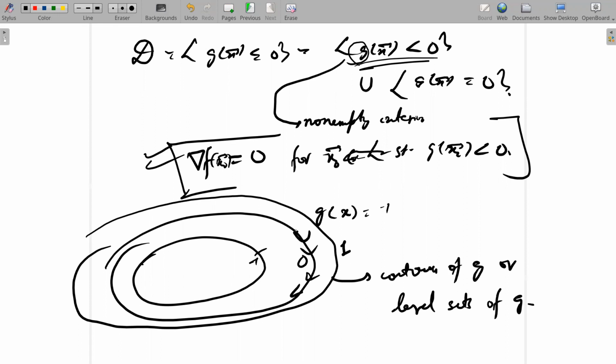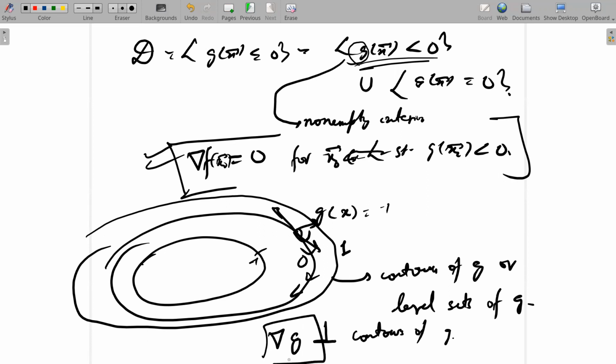So if I'm looking at the gradient of g, remember, if there is some angle which is not 90 degrees, then that would mean that along this direction, there is some increase or decrease, because the angle is not 90 degrees. But since it's a level set, g is constant actually. So the derivative must be 0. That means the gradient of g is always perpendicular to the contours of g.